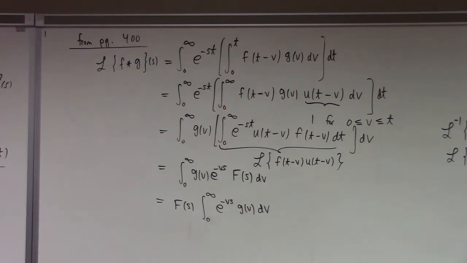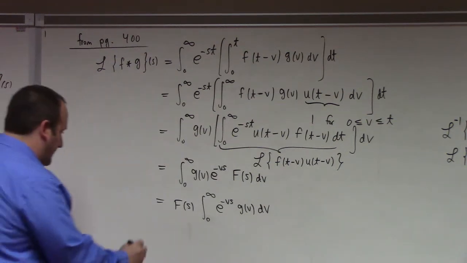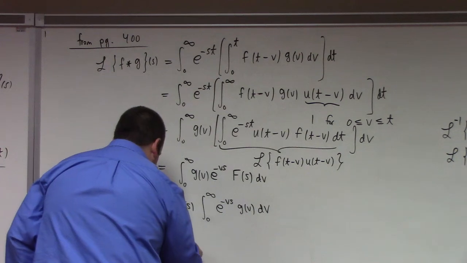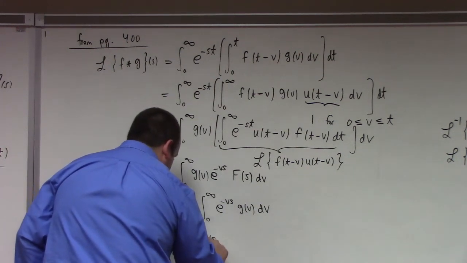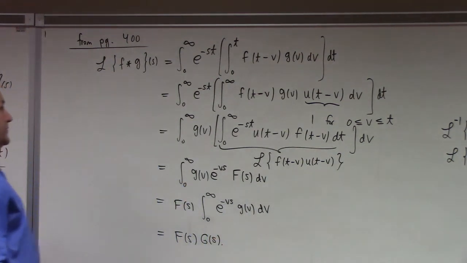But what's left is that's the Laplace transform of g, right? Integration over v from 0 to infinity. So there you go, F of s, G of s. And that's the theorem. This is the convolution theorem, that the Laplace transform of the convolution is the product of the transforms. This is really a very beautiful formula.